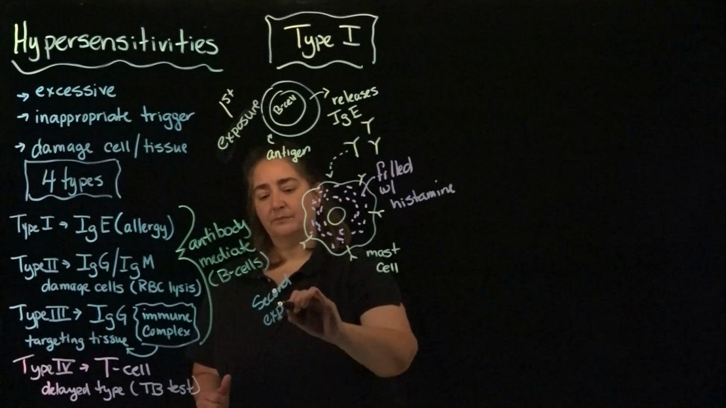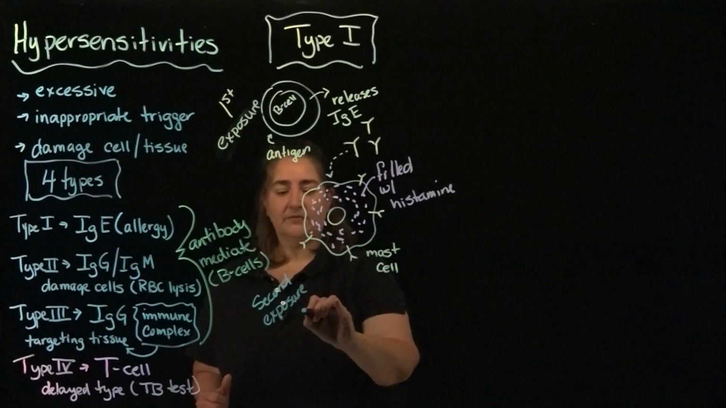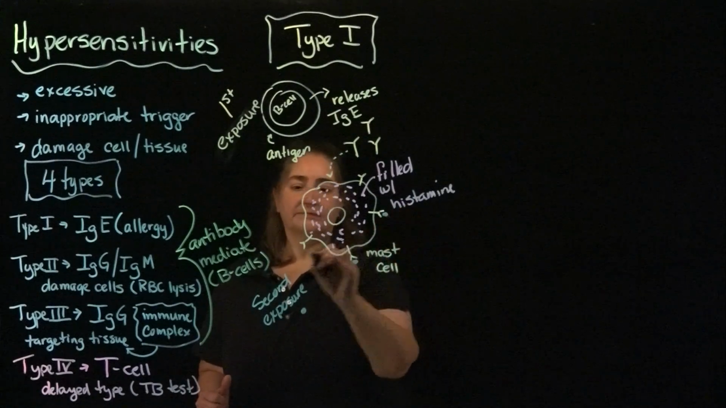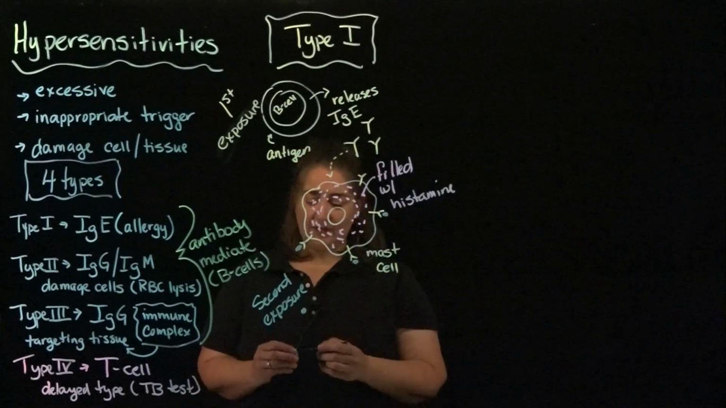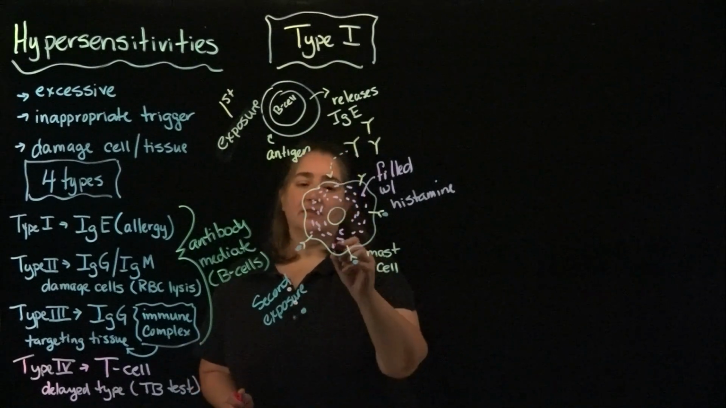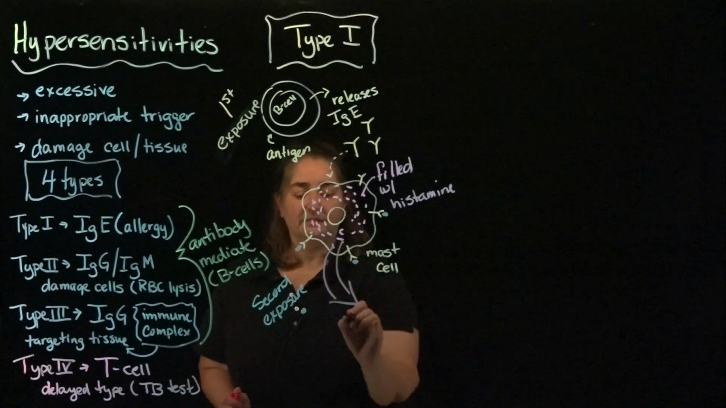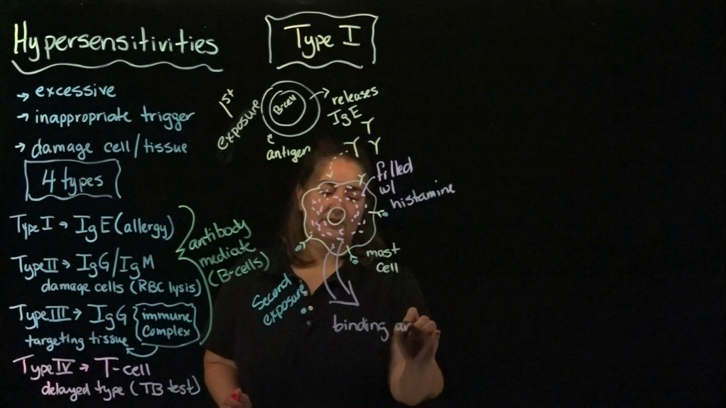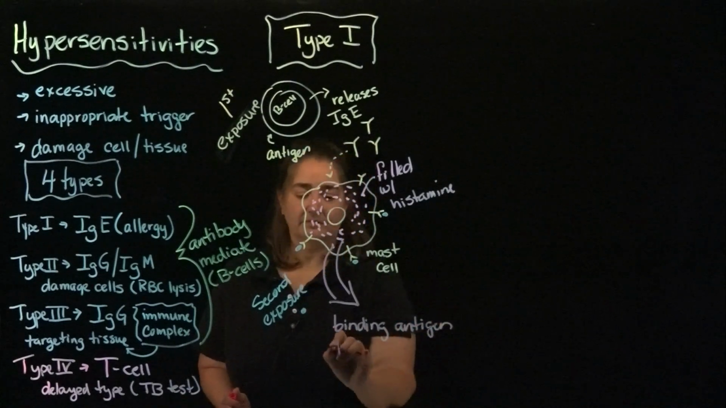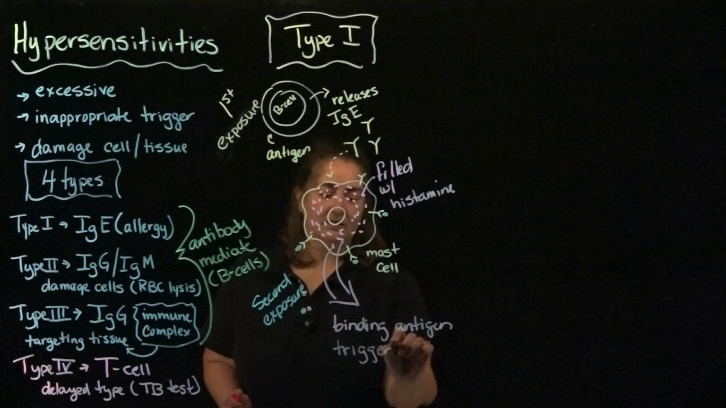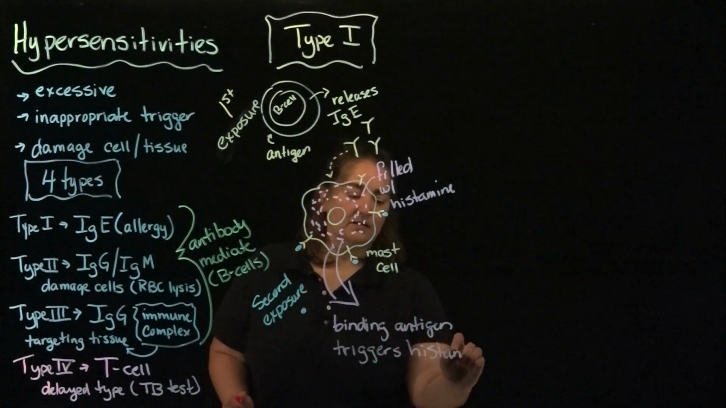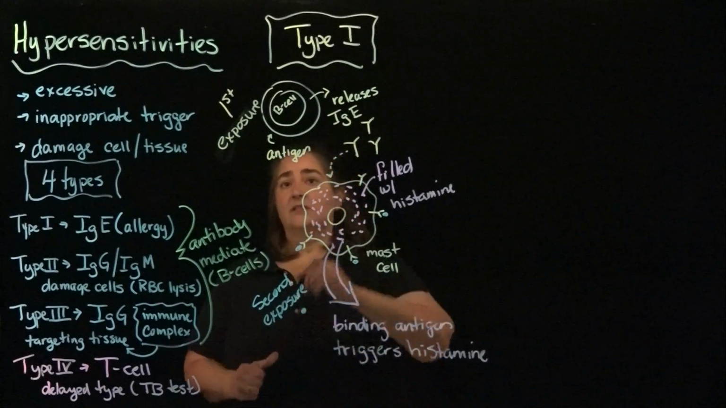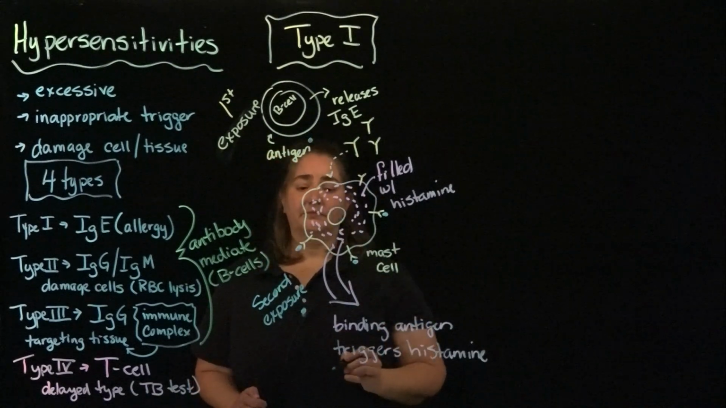On your second exposure, right? You've got your antigen here. Now it binds to that IgE antibody. And what that does, the binding of the antigen is it triggers that release of histamine, okay? So we've got our antigen up here, all right?